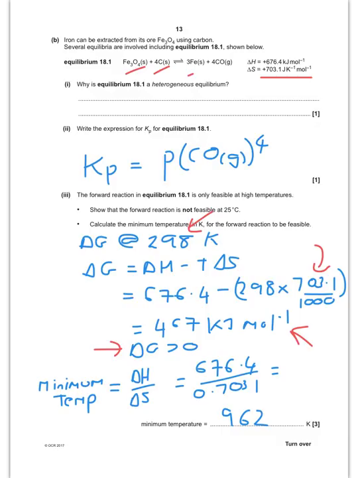Minimum temperature is when delta G is 0, so delta H divided by delta S. You pop these expressions in again, remember to divide delta S by 1,000, and you get it to be 962 Kelvin.